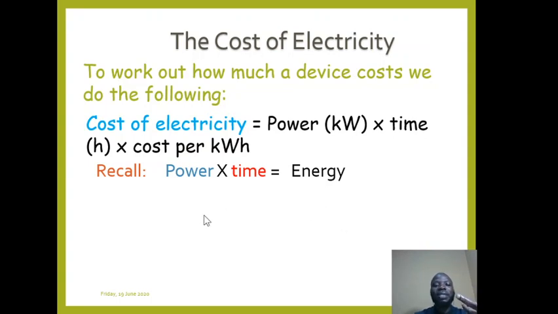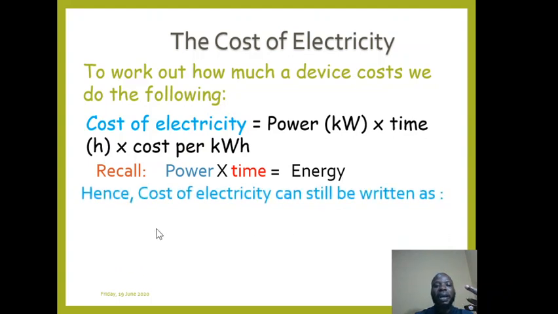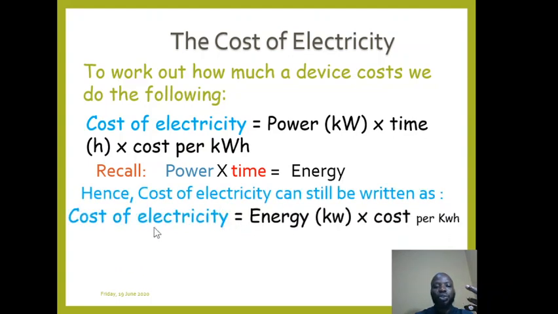So if power times time is the same thing as energy, automatically I can change what I have here. Power in kilowatt multiplied by time in hour, I can change to energy, such that my formula in this case changes to the cost of electricity equals energy in kilowatt hour multiplied by what? The rate they are charging, or cost per kilowatt hour, or unit cost. So in summary, we can have two formulas depending on what is given to you. You can have power times time times cost per kilowatt hour, or you can have it to be what? Cost of electricity equals to what?